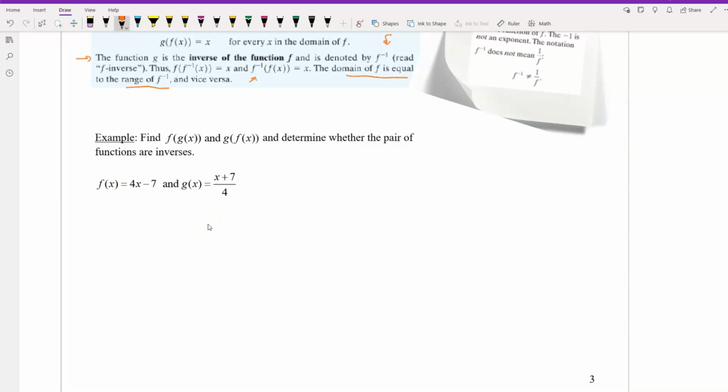Find f of g(x) and g of f(x) and determine whether the pair of functions are inverses. So f(x) is equal to 4x minus 7, and g(x) is equal to (x plus 7) divided by 4.